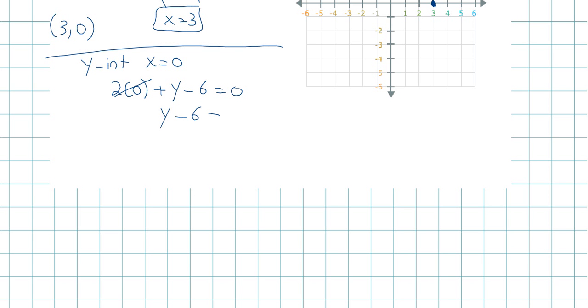Something that you guys should be aware of, that when you're isolating for the letter, you're moving everything away from it. You're doing what we call the opposite operation. So if it's a subtraction, it becomes an addition. If it's an addition, it becomes a subtraction. Multiplication is division. Division, multiplication. So what's my y-intercept? 0, 6. So 0, 6, where would it be?